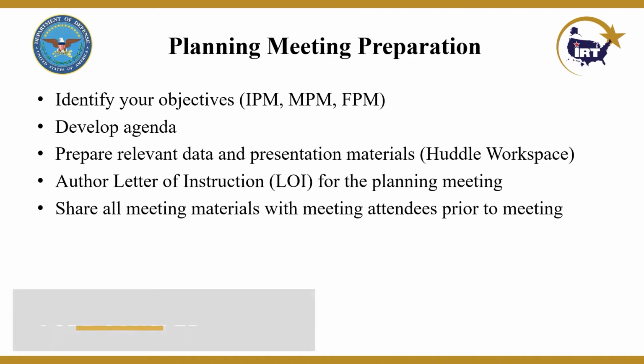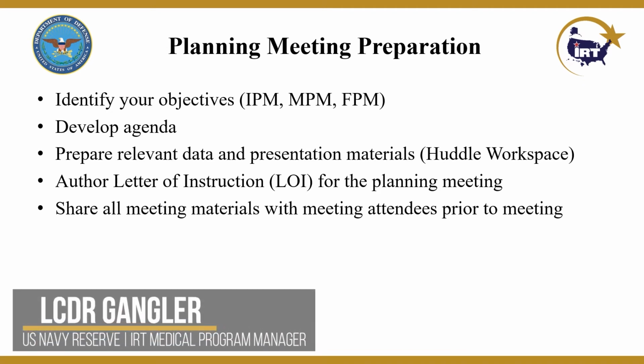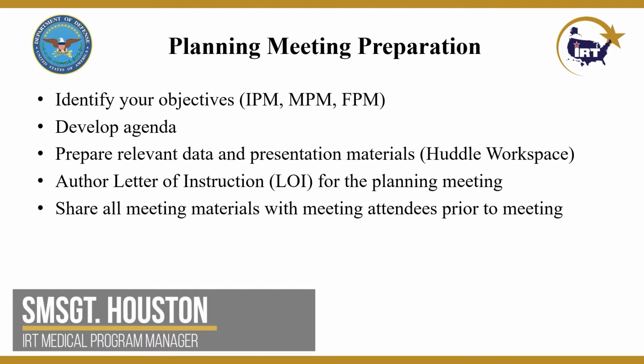Next is authoring the letter of instruction for the planning meeting. Now your LOIs should be done at least a month prior to your next meeting. And when you're at the MPM, for example, you'll be developing your LOI for your FPM before you leave. So the goal would be to develop your LOI for your next planning meeting at the current planning meeting that you're at. And your service component program managers need to see and approve those LOIs prior to you sending them out to your respective planners and your meeting attendees. So we need to make sure that we have that in no later than a month so we have enough time for funding, planning, travel, and getting orders approved.